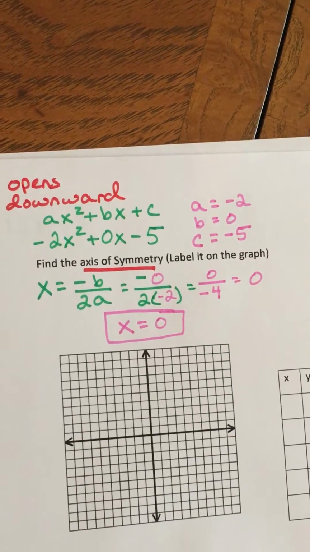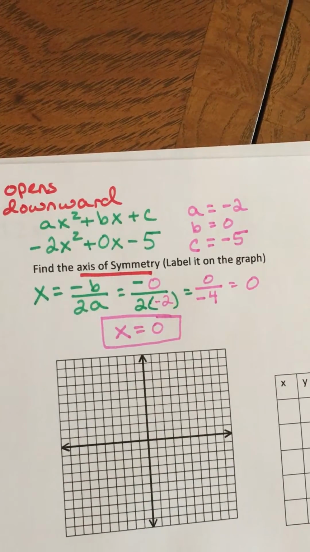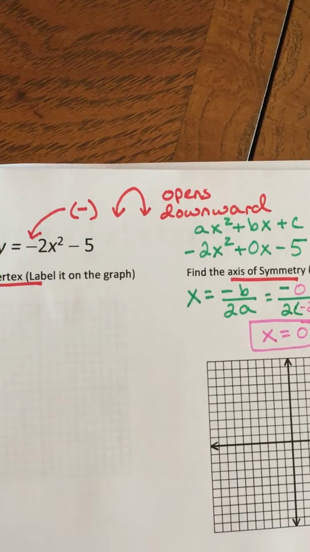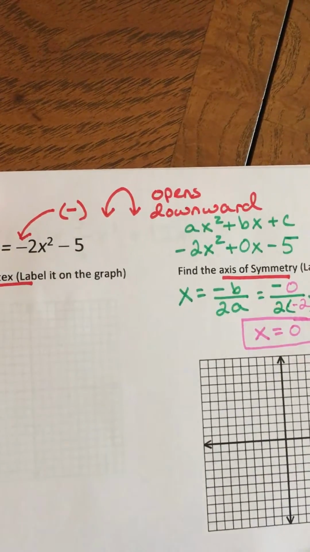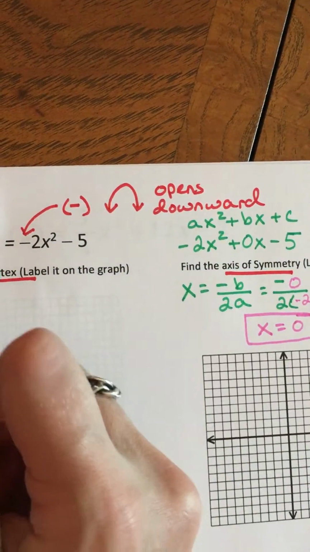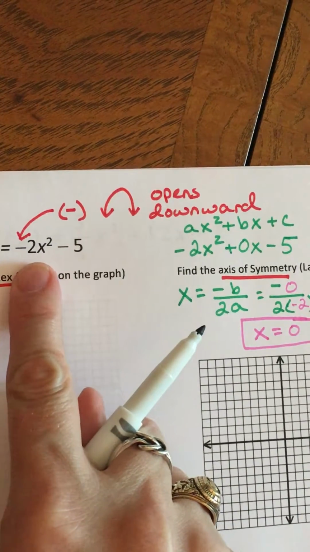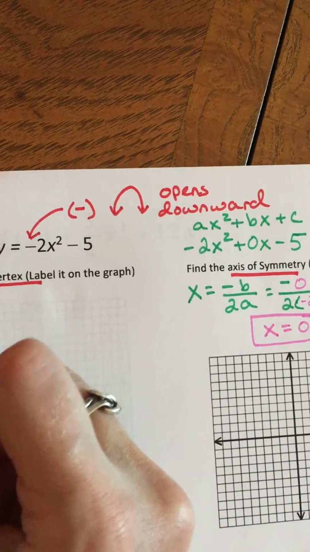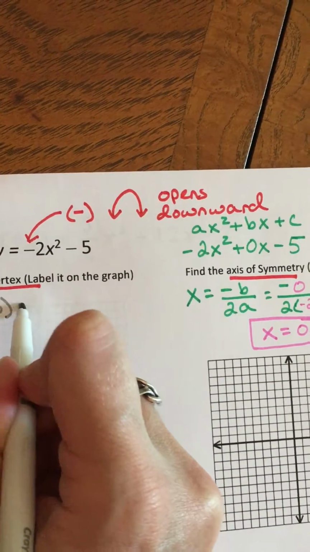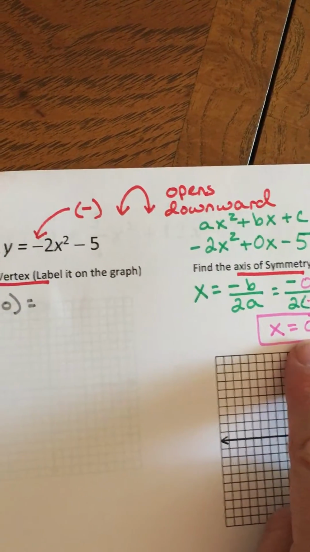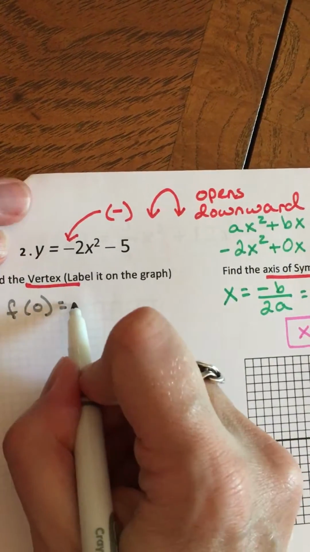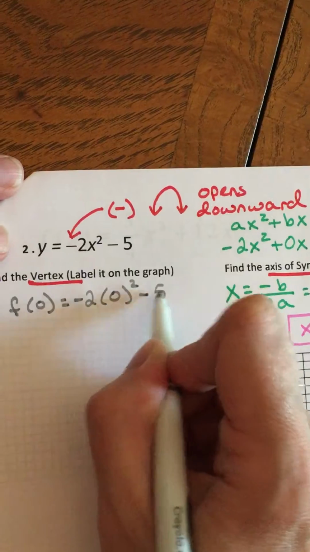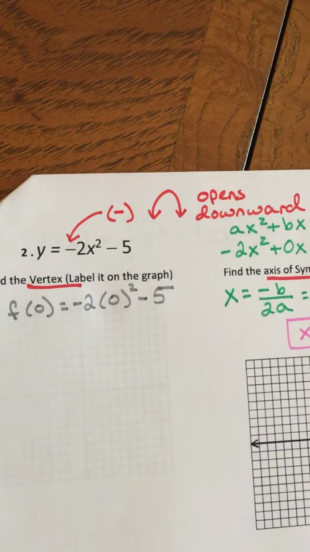Now let's use that axis of symmetry x value to find our full vertex coordinate point. So we have our f of x equation, or we can use our original equation. It's a little bit smaller, a little more simple to work with, and let's do that. So f of 0 is equal to negative 2 times 0 squared minus 5. Remember, use your parentheses.